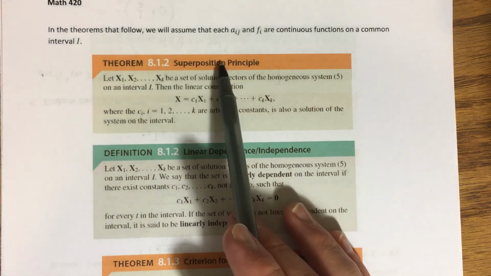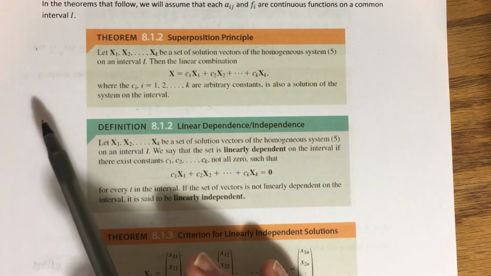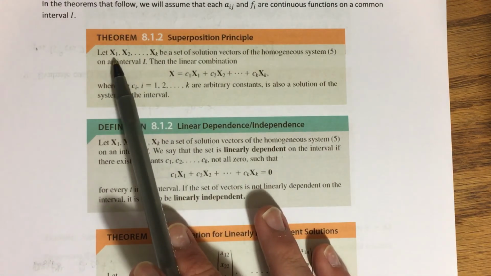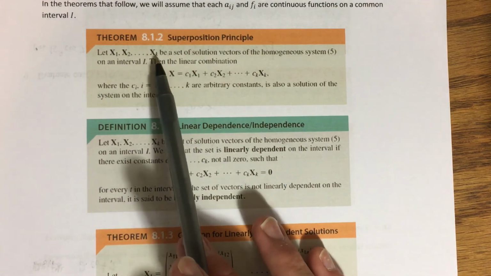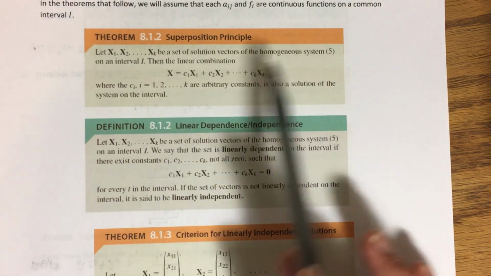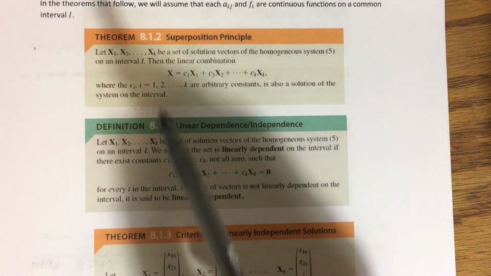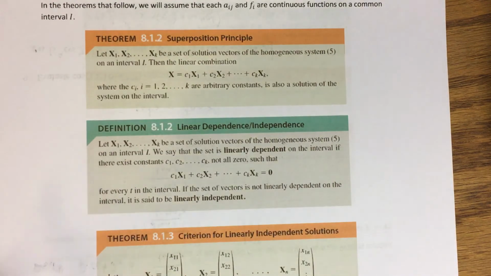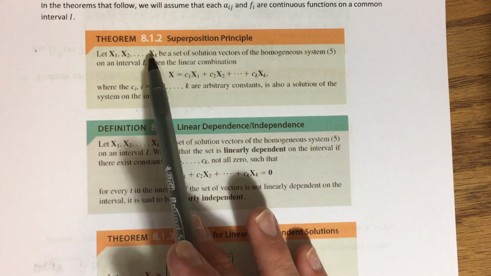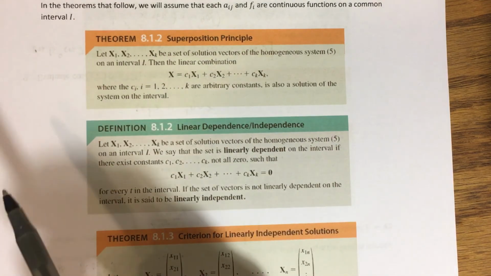This next theorem is the superposition principle, which is the analog of the same principle we saw in 4.1. Let's suppose that we have a set of solutions, x1 through xk, to the homogeneous system 5 on an interval I. The homogeneous system here is just any homogeneous system of linear equations. It does not have to be k equations. It's just any number of equations. But suppose we have a handful of solutions to that homogeneous system, okay, k in particular.